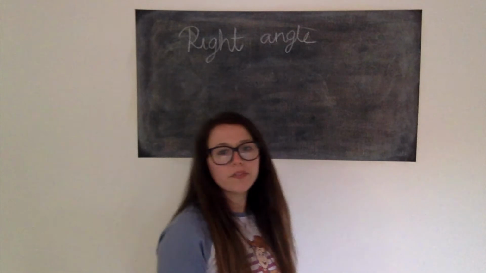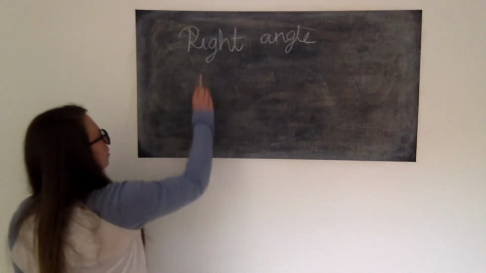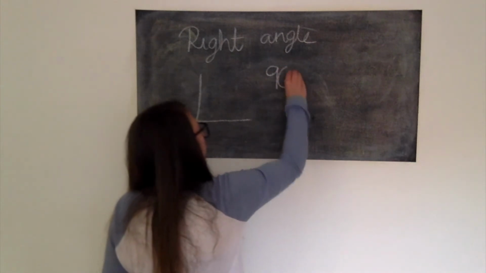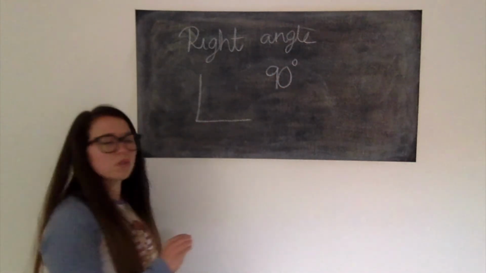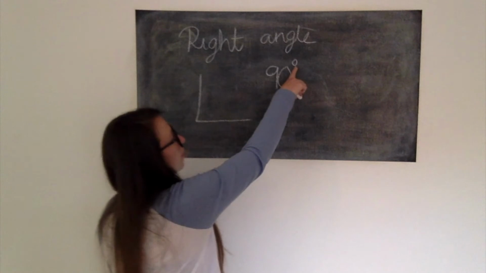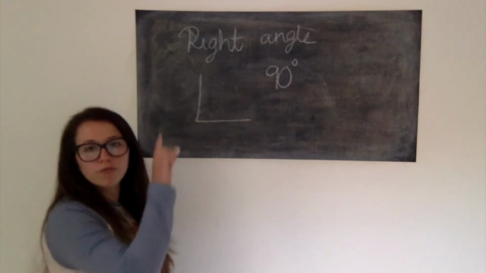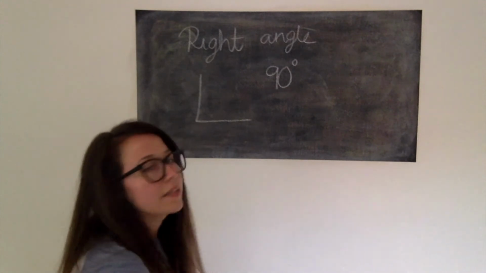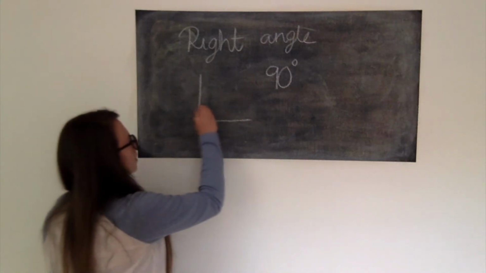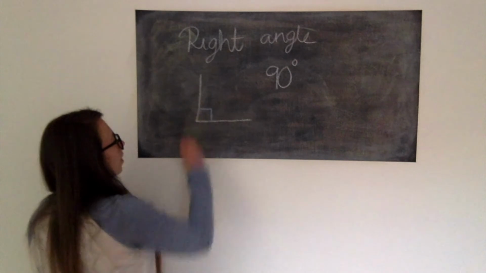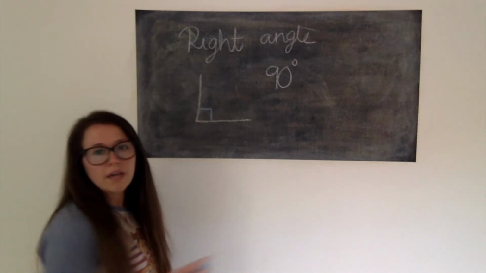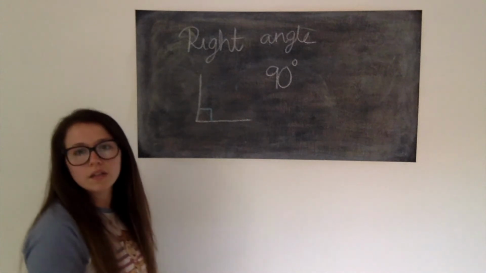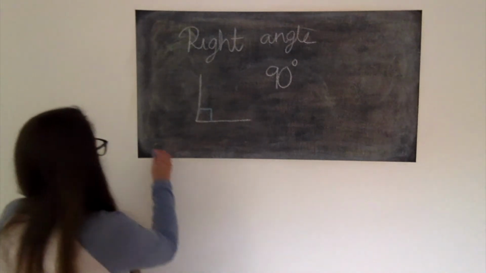Hopefully you remember that a right angle is an angle that is exactly 90 degrees. So remember, we measure angles or turns in degrees, and we show that by this little circle that floats above our number. And that's called degrees. Now a right angle is exactly 90 degrees, and this is indicated by a little box. So whenever you see this box, it's telling you that it is a right angle. It's exactly 90 degrees.